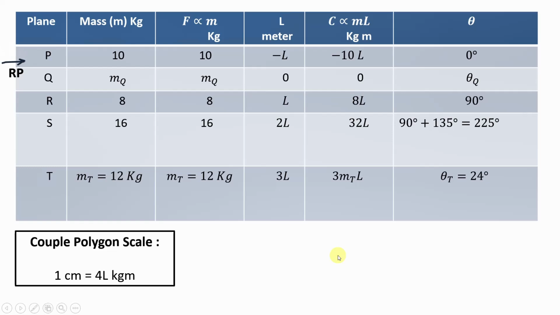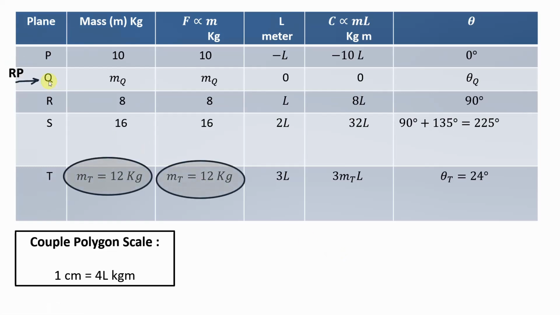Now this table is very important. So here this is the reference plane, and as we have discussed earlier, the various planes first we have to write down, that is P, Q, R, S and T. As this is the reference plane, its distance will be 0. So start with this. P is on the left hand side of Q, so its distance is minus L, which we have already seen. R is on the right hand side of Q, so it will be positive L. S, as we have seen earlier, is 2L, and T will be at a distance of 3L.